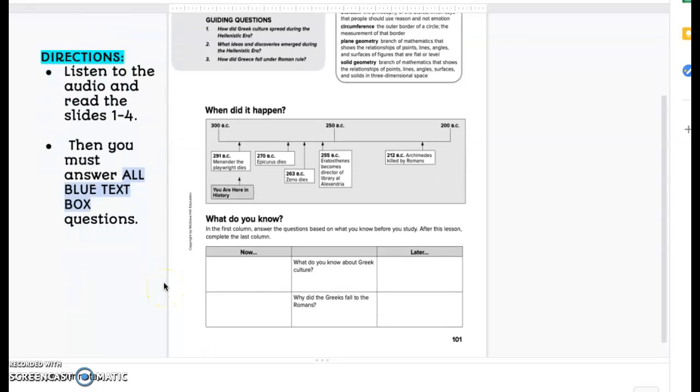What do you know? In the first column, answer the questions based on what you know before we study or read. After this lesson, complete the last column. So we're going to fill in what do you know about Greek culture, and why did the Greeks fall to the Romans, what you think you may know before we read. Later we will fill in this right side of the table.